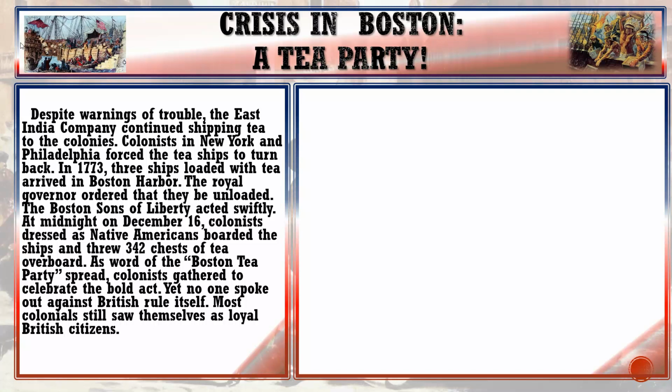Despite warnings of trouble, the East India Company continued shipping tea to the colonies. Colonists in New York and Philadelphia forced the tea ships to turn back. In 1773, 3 ships loaded with tea arrived in Boston Harbor. The royal governor ordered that they be unloaded. He wanted them unloaded. The Boston Sons of Liberty acted swiftly. At midnight on December 16th, colonists dressed as Native Americans boarded the ships and threw 342 chests of tea overboard.